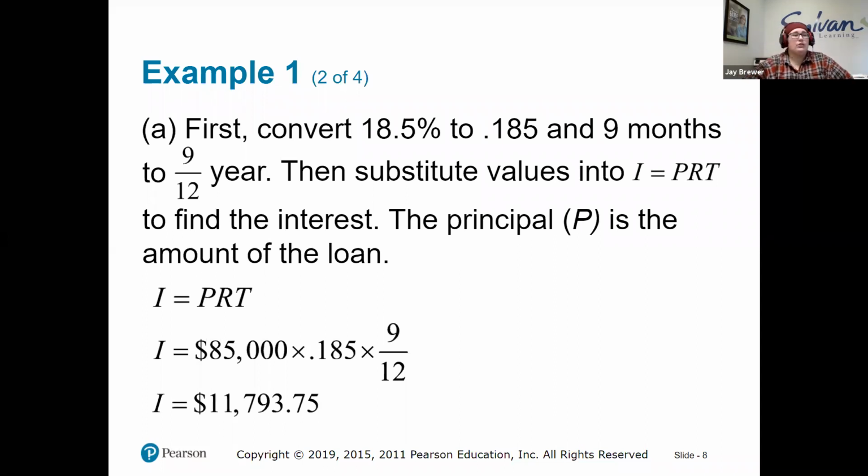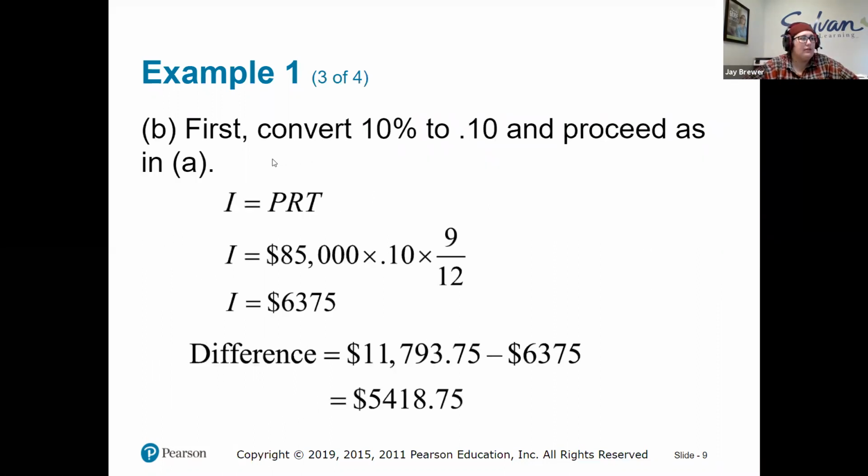All right. So, luckily we know that our question is the difference in the interest. So let's look at the second percent now. In part B, we're concerning ourselves with the 10%. To make the 10% into a decimal, we're going to do 0.10. And then we will follow the same steps that we used for part A. So you can see there that that interest is a huge difference.